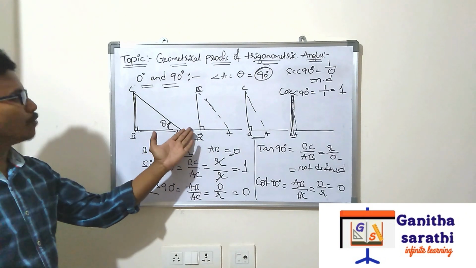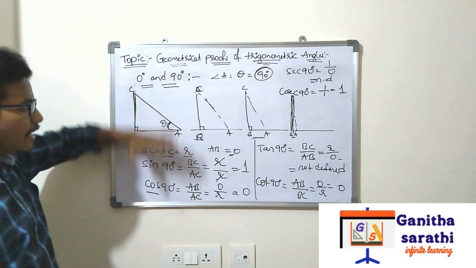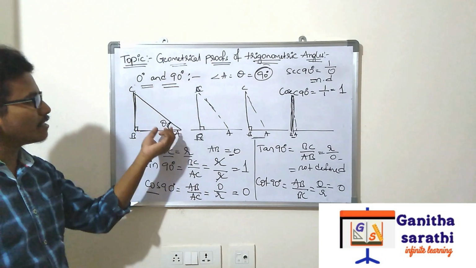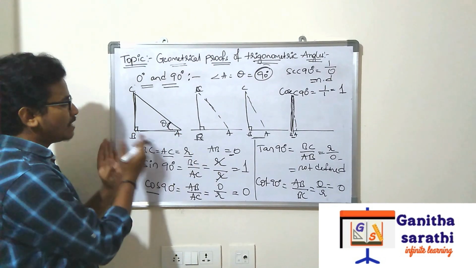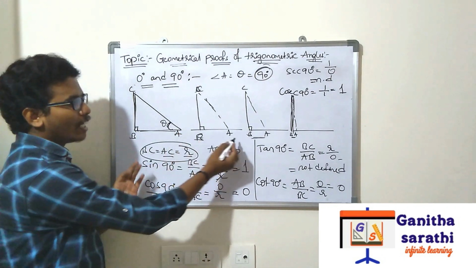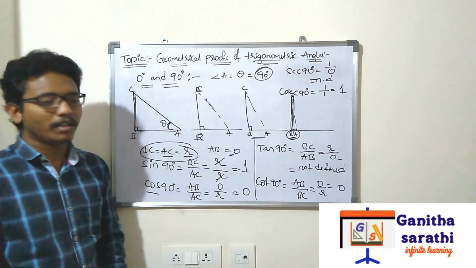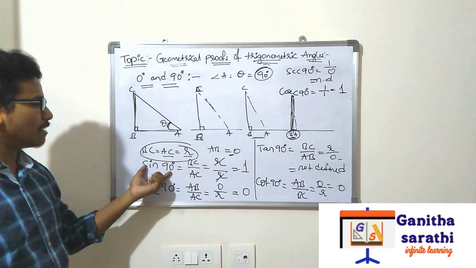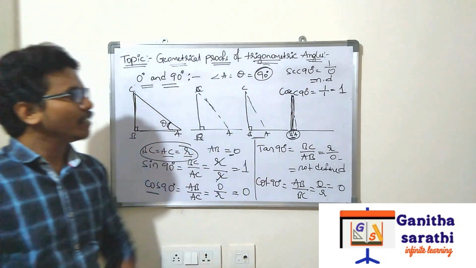This angle A should be increased now. In the previous case, the angle A should be decreased. In 90 degrees, the angle A should be increased. So that's why this AC and BC line will be equal and AB line will not be there. Completely AB is eliminated. So AB is equal to 0. With that, we are finding sin 90, cos 90, tan 90, cot 90, secant 90 and cosecant 90.